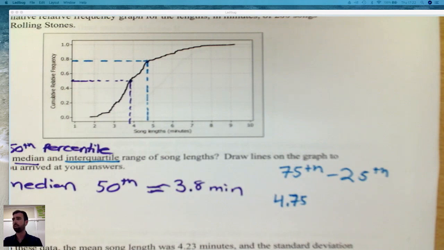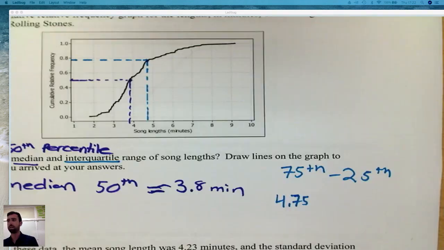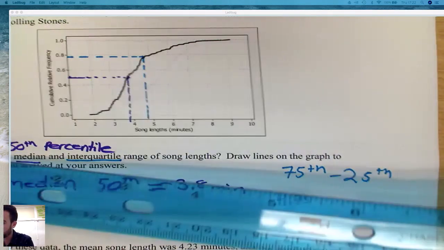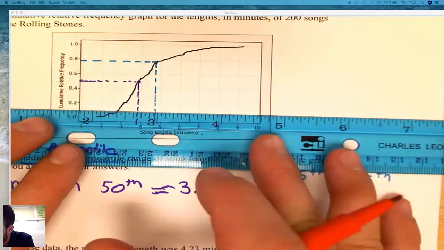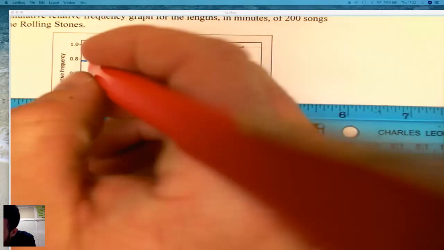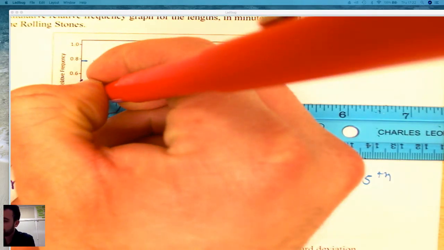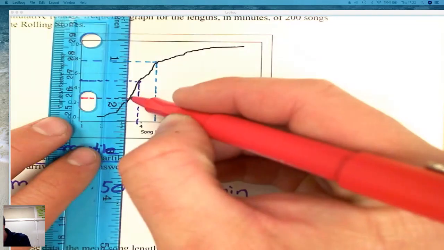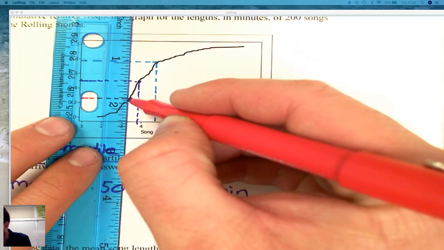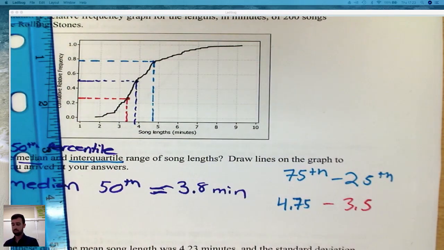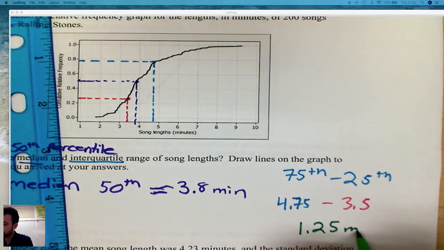And our second one is the 25th percentile. Because again, we're finding that IQR, which is 75th minus 25th. So 25th is going to be somewhere down here. Or sorry, up here. So we'll draw our line, see where it hits, go straight down from there. That looks like about 3.5. Subtract the two. The IQR is going to be 1.25 minutes.